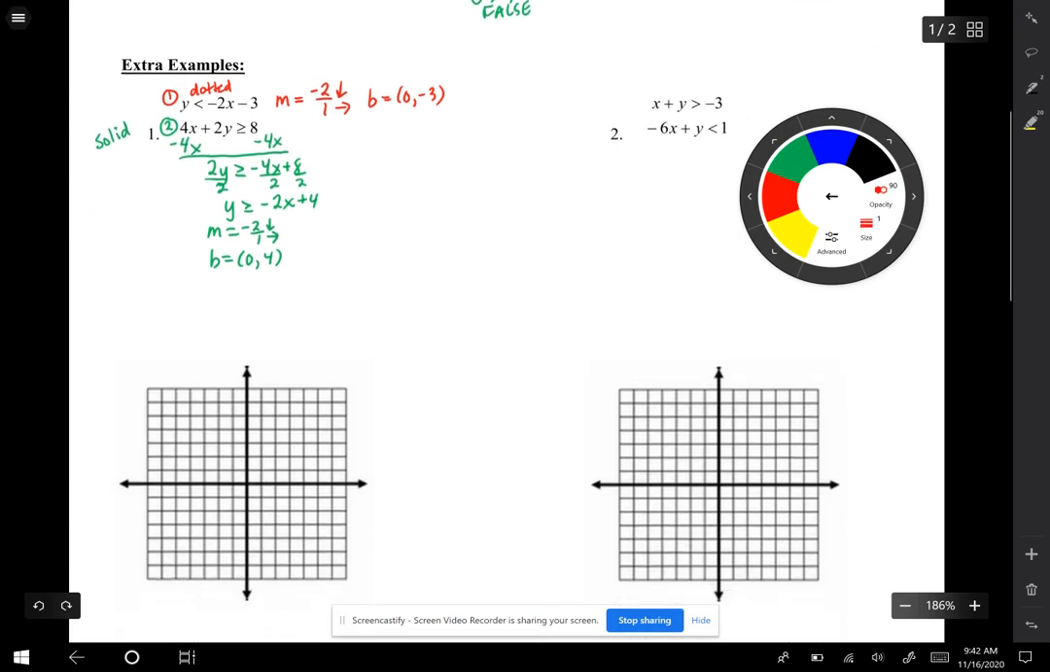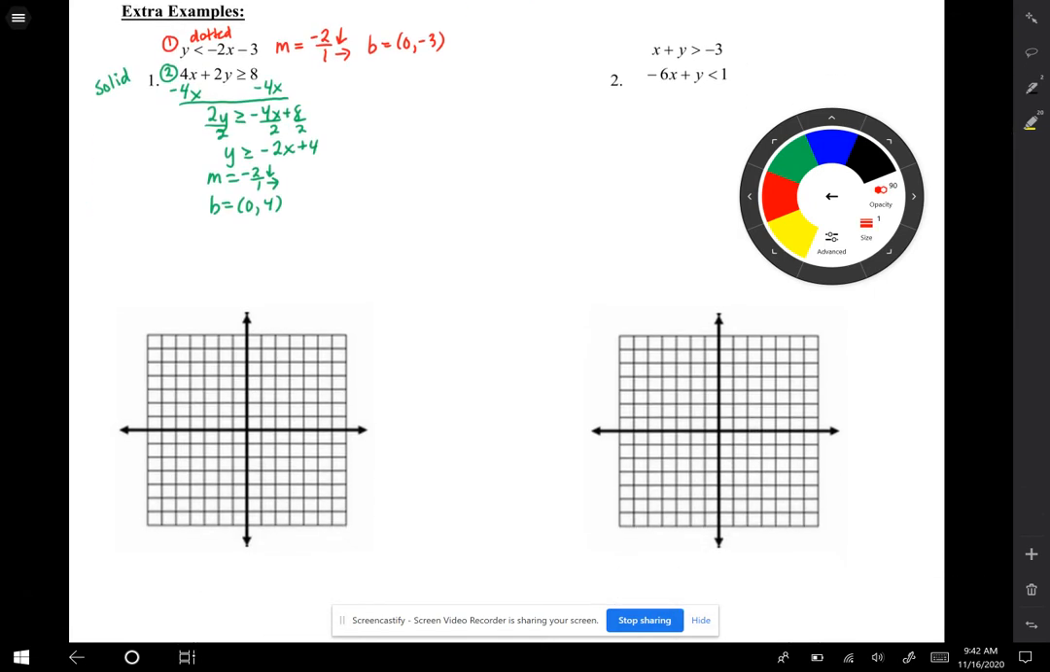Okay, we are going to graph inequality number 1. So start at (0, negative 3), go down 2, right 1. Okay, connect that with a dotted line. And then test a point that's not on the line. And (0, 0) is not on the line. So I will test right here.